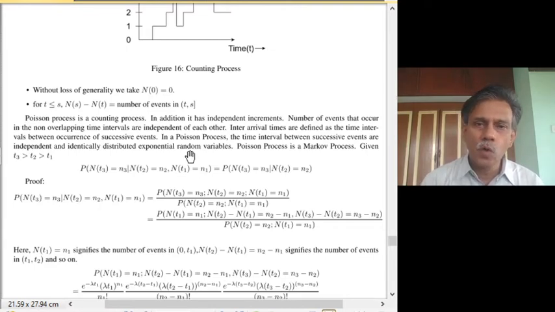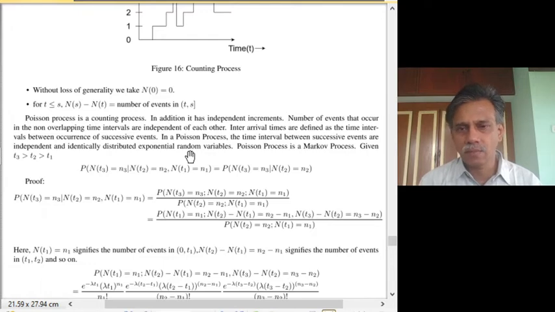So if you look at the xi's, they are all independent of each other. x1 and x2, x3 are all independent. Further, for the case of the Poisson process, they have identical distribution. And last but not the least, that distribution is the exponential distribution. So xi's are IID exponentially distributed random variables. That makes the Poisson process a Markov process.